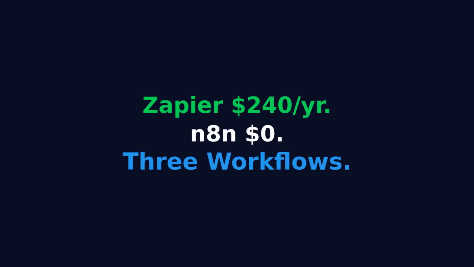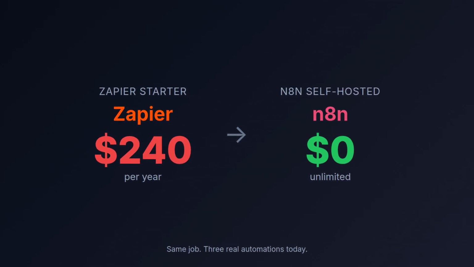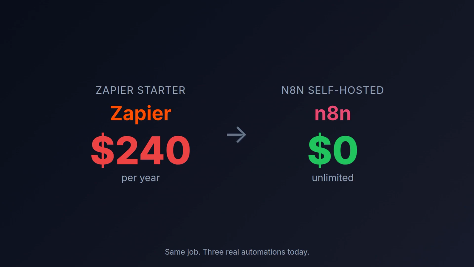Zapier costs you $240 a year on the starter plan. n8n, self-hosted, costs you $0. Today you build 3 real automations that run your business and you never pay Zapier another cent.